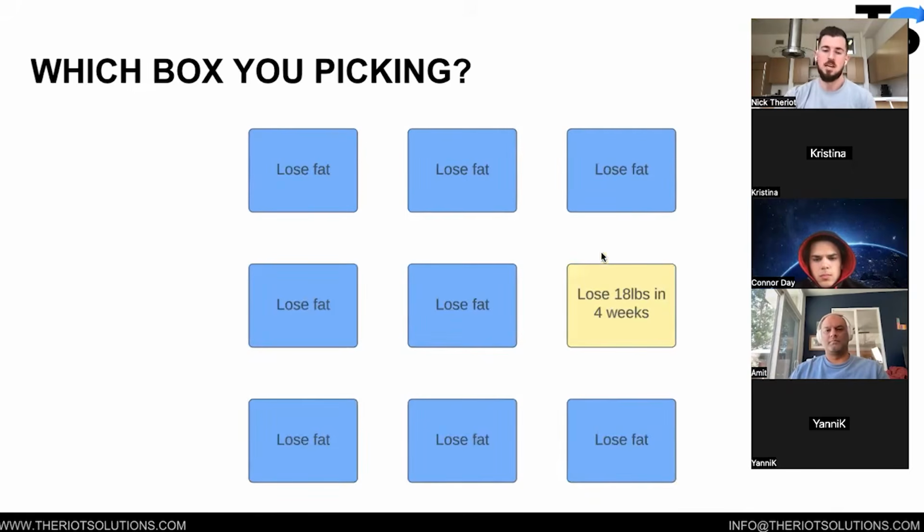Then you want to stay one step ahead. So for me in this example right here, lose 18 pounds in 4 weeks. We stayed one step ahead of the competition. If everyone's saying lose fat, we're going to say lose 18 pounds in 4 weeks. Now, just a quick disclaimer, this is purely an example, and if you actually say lose 18 pounds in 4 weeks, you will get banned on Facebook. If I was going to run this as a Facebook ad, I would run it in a testimonial style. That's the one trick with health and stuff like that.